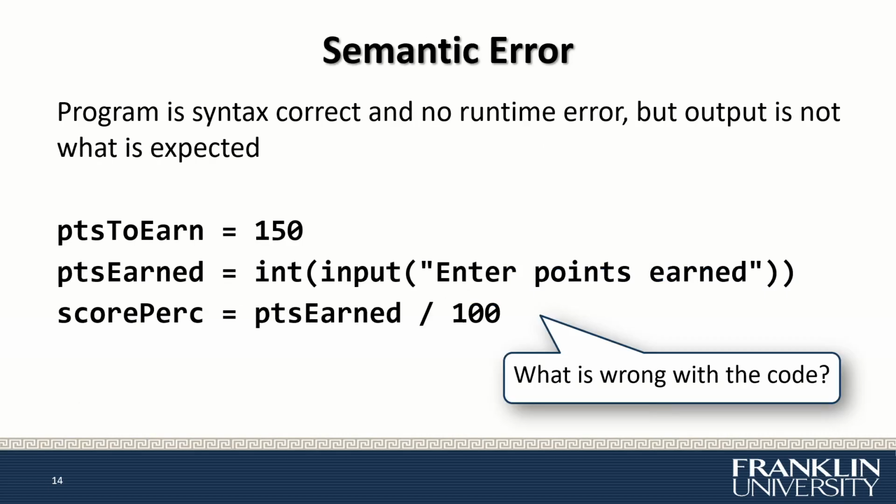A semantic error is when a program is syntax correct and has no runtime error, but the output is not what is expected. Points earned is 150. I asked the user to enter points earned, and score percentage is points earned divided by 100. Can you spot the error? What's wrong with this code?